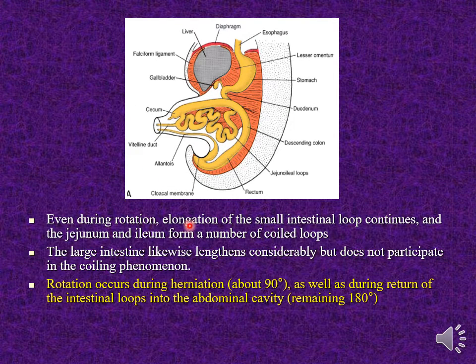And here is the cephalic end, and this is the caudal end. Even during rotation, elongation of the small intestinal loop continues, and the jejunum and ileum form a number of coiled loops. Here you can see these are the loopings of the jejunum and ileum. The large intestine likewise lengthens considerably but does not participate in the coiling phenomenon. Rotation occurs during herniation, about 90 degrees, as well as during the return of the intestinal loops into the abdominal cavity, the remaining 180 degrees.